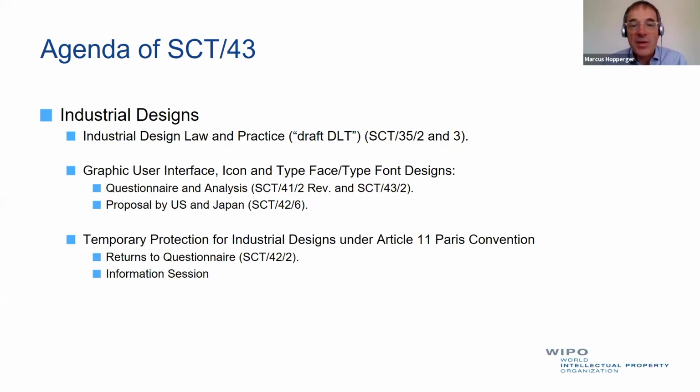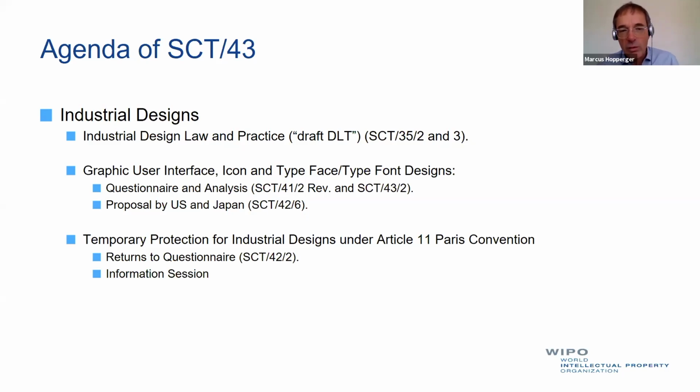A bit unrelated to GUI designs, but yet of importance, is the question of temporary protection for industrial designs under Article 11 of the Paris Convention, one of the oldest and, you could say, most ancient provisions within the Paris Convention. It is one of the reasons why the Paris Convention back in 1883 was negotiated and adopted, namely to provide temporary protection for certain inventions, designs, trademarks, etc., shown at international exhibitions. And the question of how this provision is being implemented with regard to industrial designs by our member states and the contracting parties to the Paris Convention is an open question.